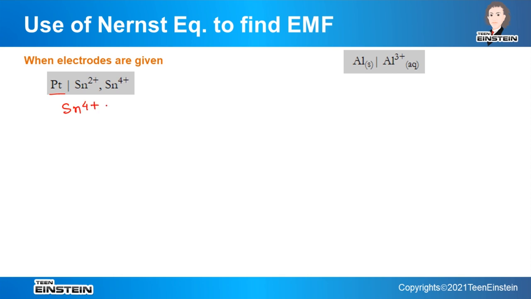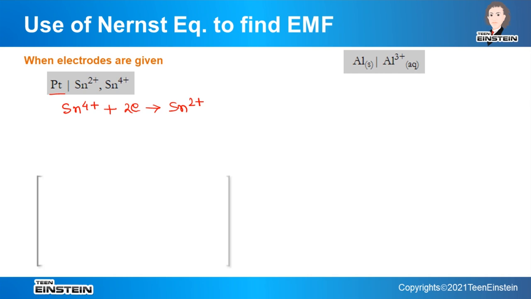So it will be Sn4+ plus 2 electrons is converted to Sn2+. Always write the half reaction in terms of reduction. That is why Sn4+ is written first. It is accepting 2 electrons and it is reduced to Sn2+. So in this way we have to write the equation.